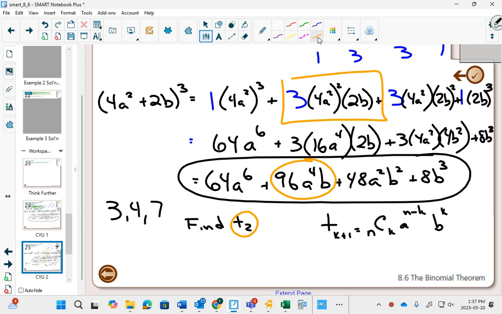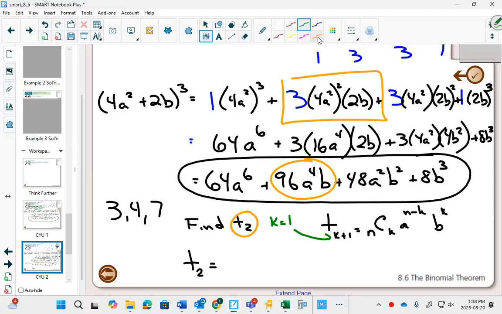So if you wanted to find term 2, you would write term 2 equals, and that would tell you that, right, k would have to equal 1. Because in the formula, it's term k plus 1. And if the k plus 1, you want to find term 2, does it make sense that k has to be 1 less than that? And k would be 1.